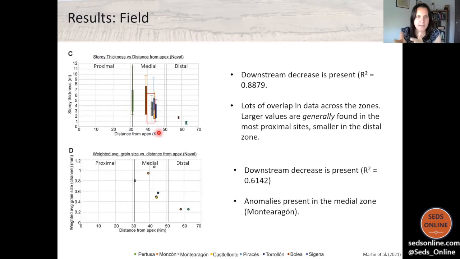And then we looked at the weighted average grain size for the channel. So what we mean by weighted average grain size, and this is detailed more in Ben's paper, is basically if we have a 5 meter channel that's fine sand, but then we have a 50 meter channel that is conglomerate, we take that into consideration. Again, we can see a really nice downstream trend, but we do have a couple of anomalies up here. And Monte Aragon really is an anomaly. It's really coarse grained for its location in the system. So it just seems to be kind of a repeated outlier that keeps appearing.